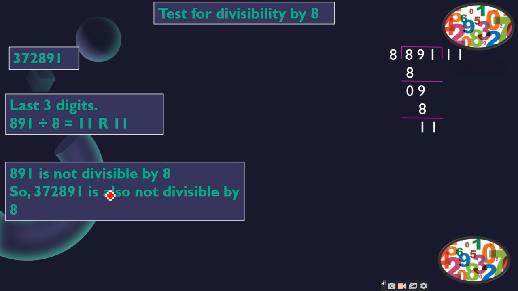So 891 is not divisible by 8. So 372891 is also not divisible by 8. To check the divisibility by 8, we have to see the last 3 digits. If they are divisible by 8, then the whole number is also divisible by 8.